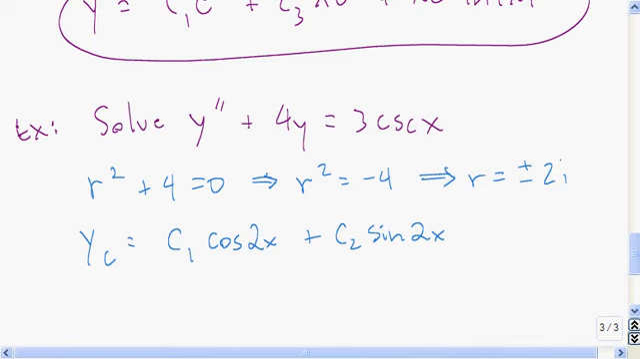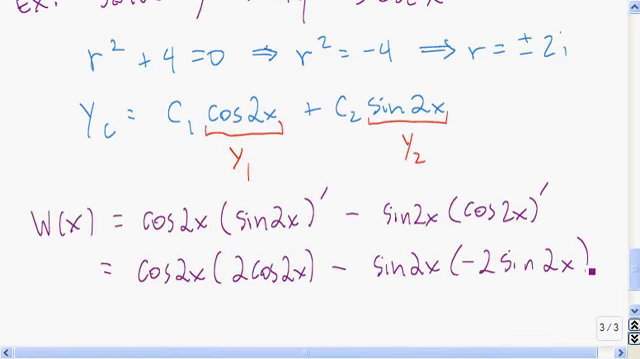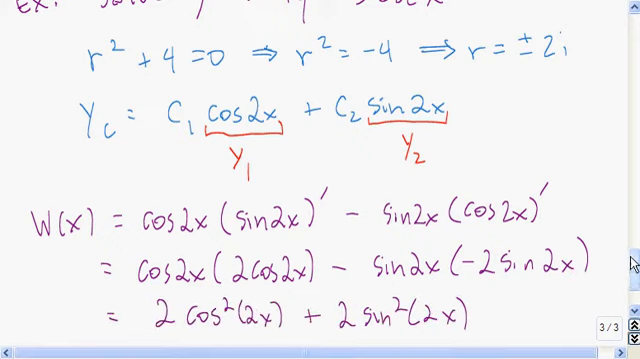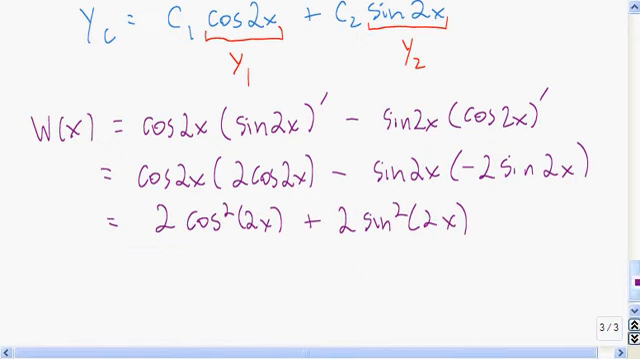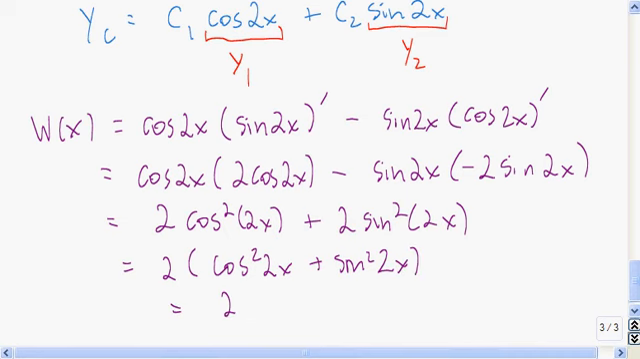All right, next up we find the Wronskian, w of x. Right, so we can call the first one y1, the second one y2. So we have cosine of 2x times the derivative of sine of 2x minus sine of 2x times the derivative of cosine of 2x. So we get cosine of 2x times 2 cosine 2x minus sine 2x times negative 2 sine 2x. And then we clean that up. And if we factor out a 2 here, we'll get cosine squared of 2x plus sine squared of 2x. So that's just going to be equal to 2. Okay, so in this case, our Wronskian is just 2.